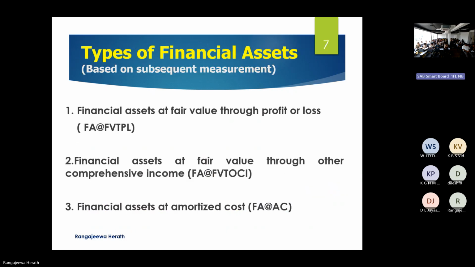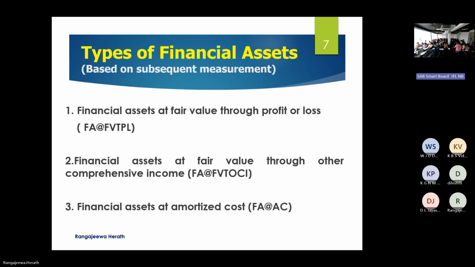So based on the subsequent measurement, we can identify financial assets under 3 categories. Financial asset at fair value through profit or loss, and financial asset at fair value through other comprehensive income. These two are applicable for ordinary share investment. And if you take investment in debentures, like a debt instrument, in addition to these two, you can have the financial asset at amortized cost.